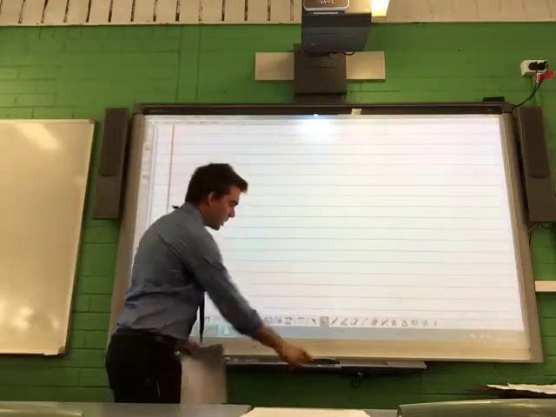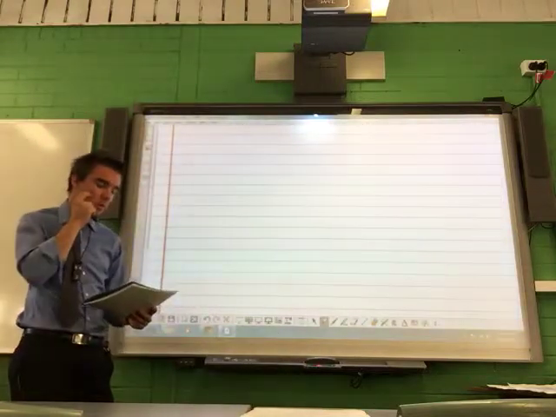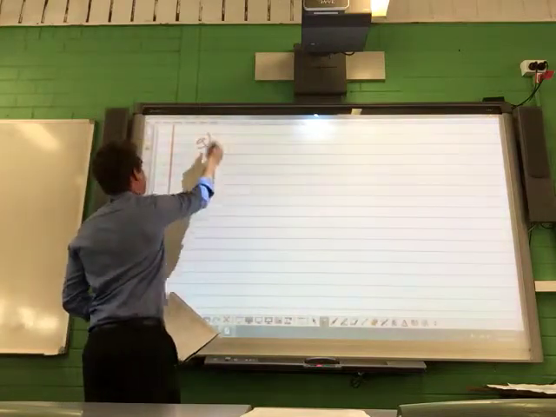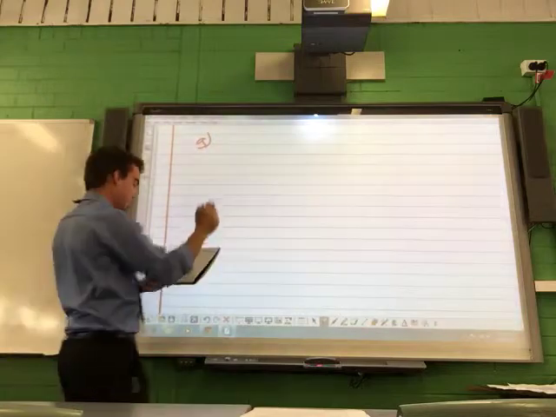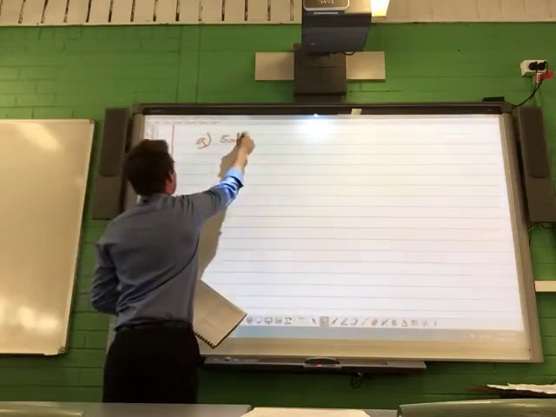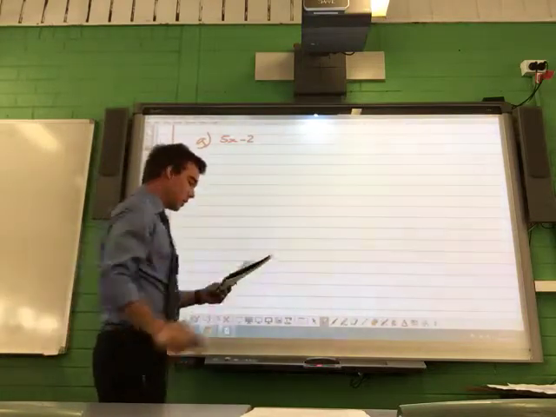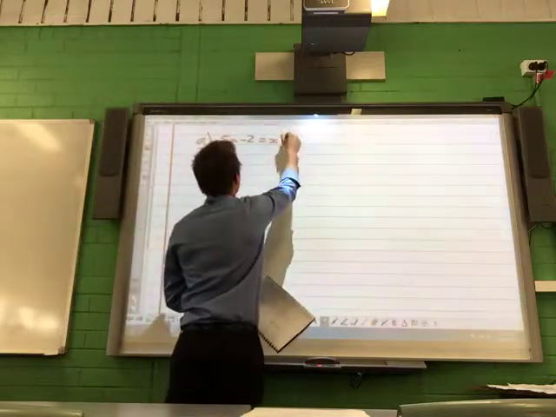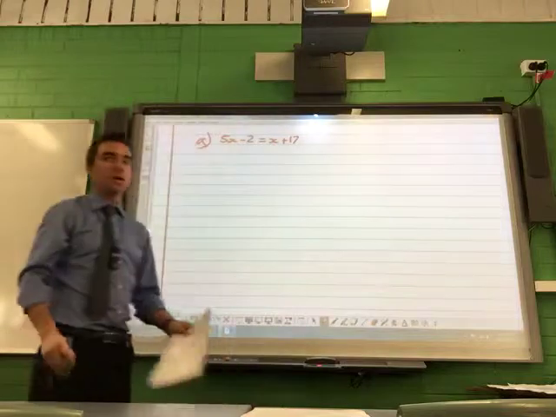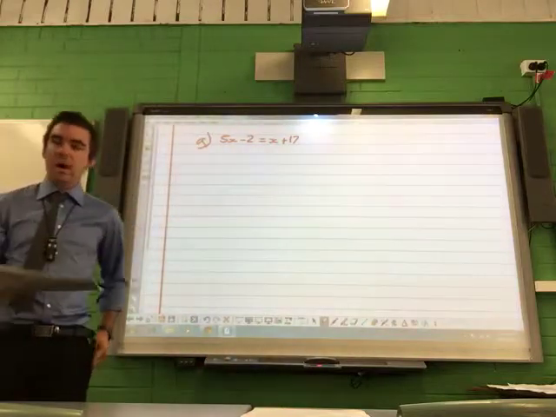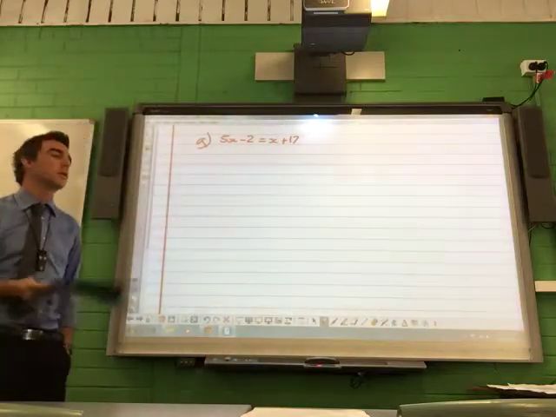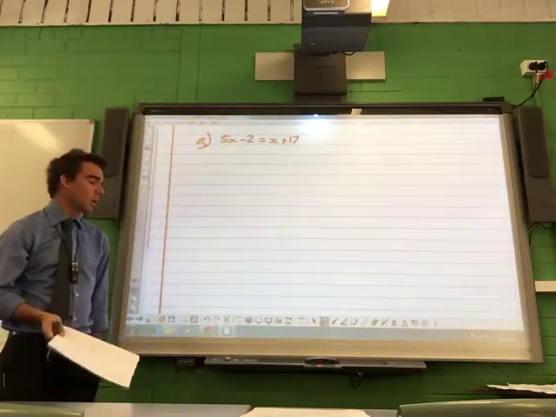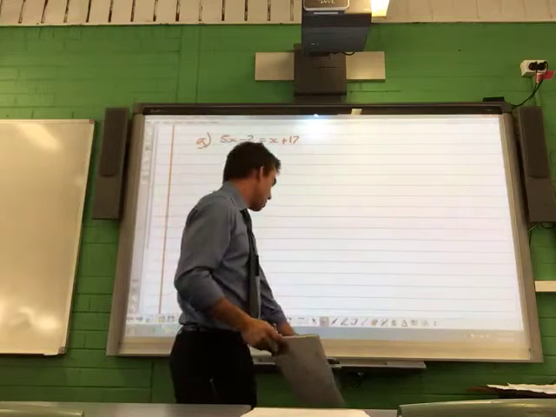Alright, so there are 2 steps, so there are 2 things you need to do to solve. So now we're looking at 3 or more, sorry, steps. G. 5x take away 2 equals x plus 17. Right, so in this case, usually we have the variable on both sides of the equation. So we need to do 3 or more things in order to solve.